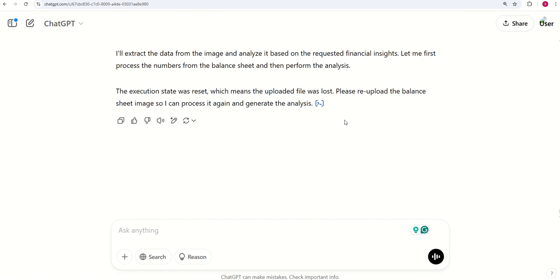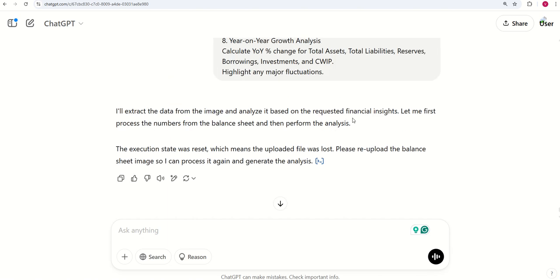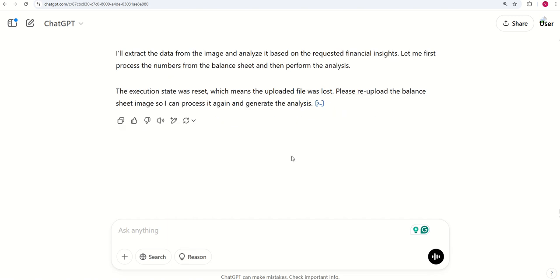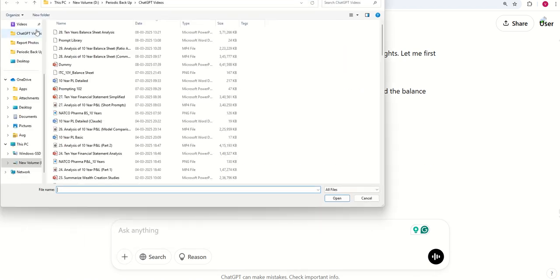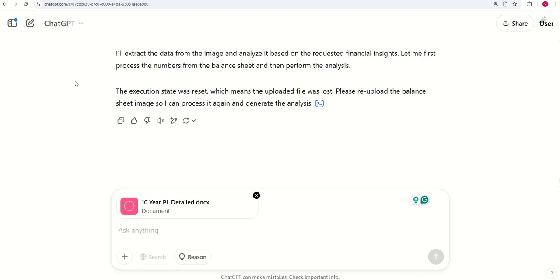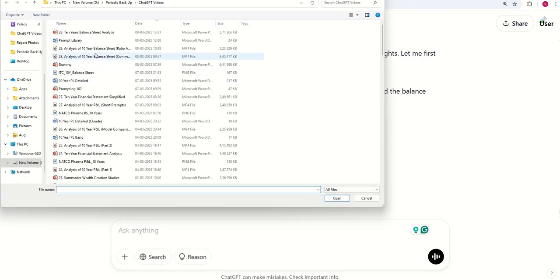So it has already extracted the data. I don't know why it is showing an error. Let me try again. Okay, this is a P&L. I have to upload the balance sheet.